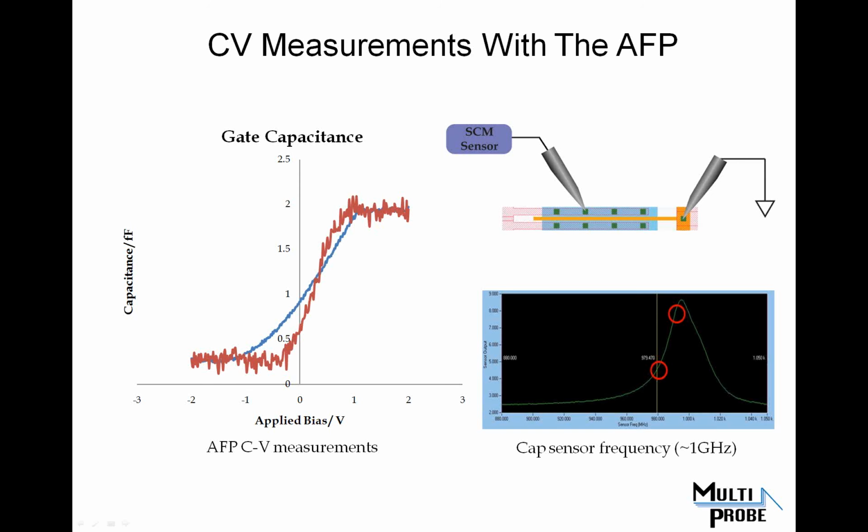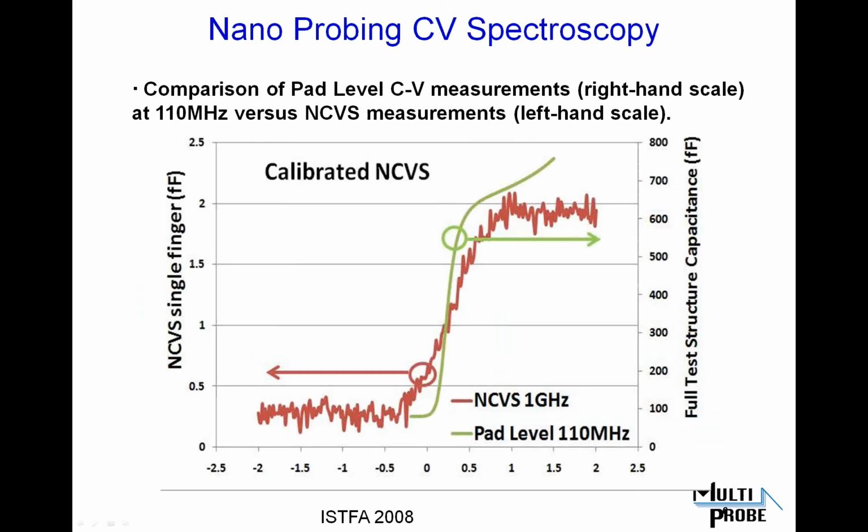On the next one, we've plotted these 2 curves relative to each other: the previous 110 megahertz pad level measurement and the noisier NCVS taken at a gigahertz. There's a couple of striking things that you can point to. First of all, the center of the transition is virtually exactly the same as the center of the transition in the pad level measurement.